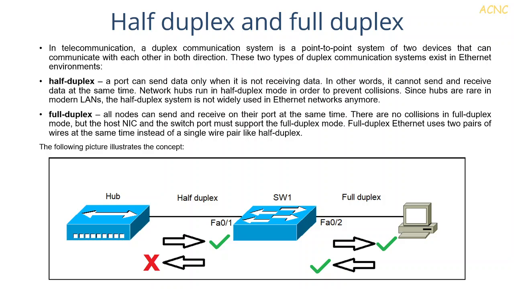You can see here the hub, switch and a client. The hub is sending data to the switch with the NIC, Fast Ethernet 0/1. So it's only sending data. That means the arrow only goes through to the switch. So this is half duplex. And you can see the switch and the host communicating with each other, sending and receiving both at the same time. So it's called full duplex.